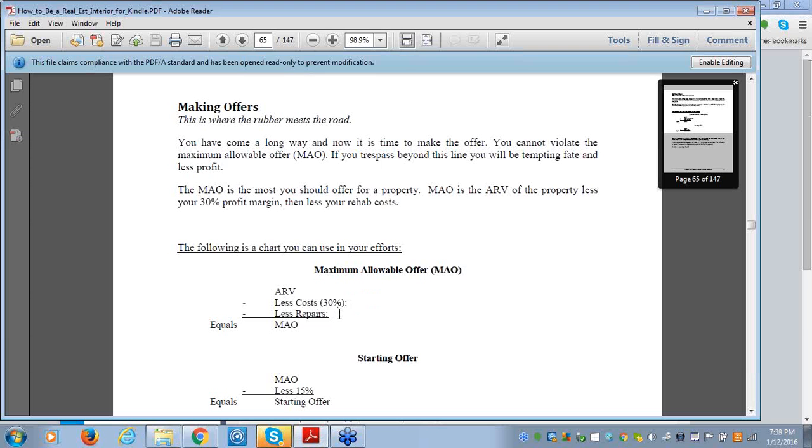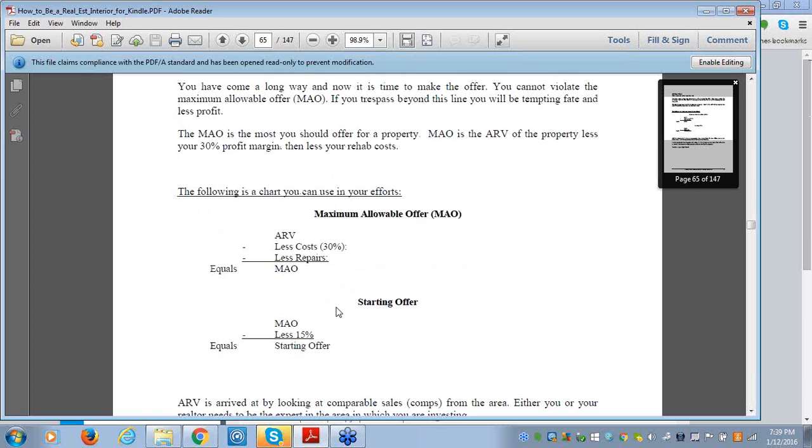Now you've got to reduce it by the cost of your remodeling. That's what this less repairs line is. Let's say remodeling is another $30,000. That takes you down to $180,000 that you can actually purchase that property for. So you would purchase it for $180,000 and repair or remodel it for $30,000. Now you're at that $210,000, which is exactly 70% of your after repair value of $300,000. That's how you calculate MAO. So MAO is $180,000 in that example.